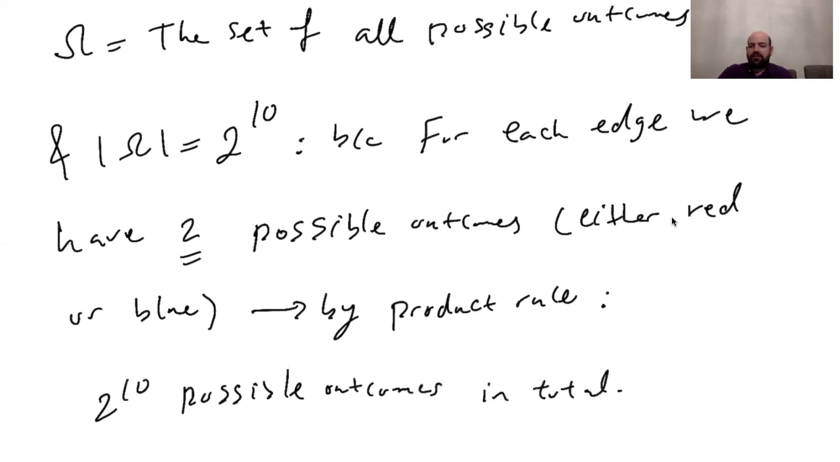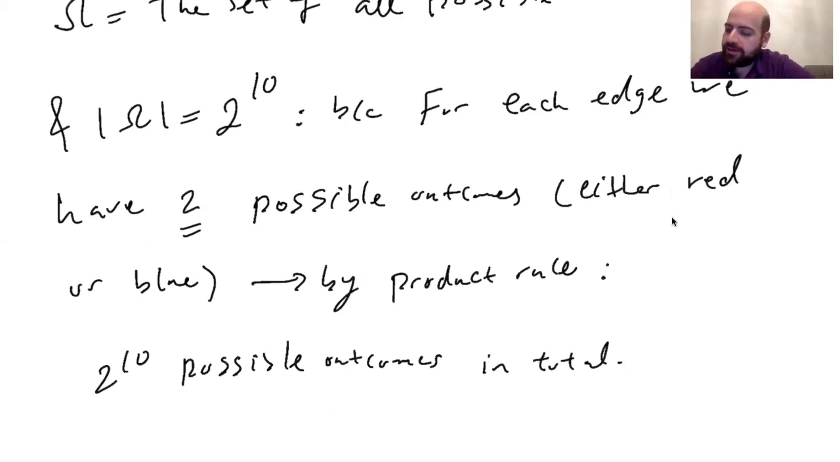Well, you know this, right? That if you want to do, let's say, two tasks, for the first task you have m options, and for the second task you have n options. In total, you have m times n options. So here we have 10 edges. For each edge, we have 2 options. So in total, we have 2 times 2 times 2, all the way times 2, so 2 to the power 10 options. Okay, so omega has 2 to the power 10 elements.